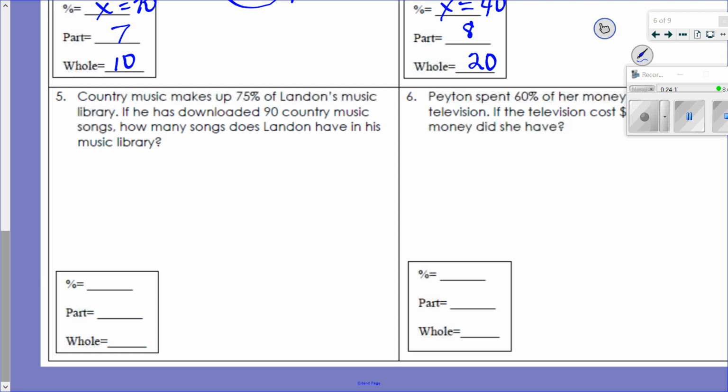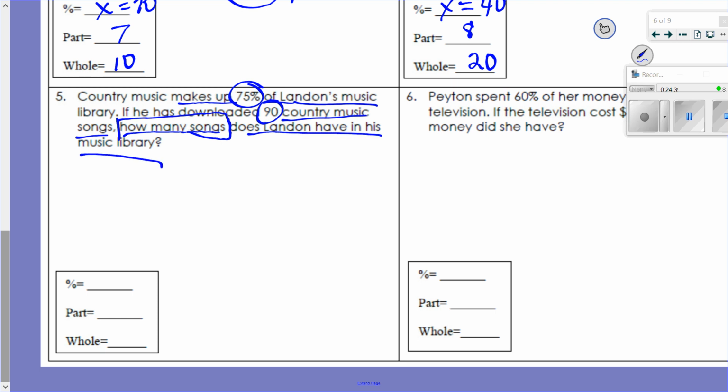All right, here we go. We've got a word problem. Country music makes up 75% of Landon's music library. If he has downloaded 90 country music songs, here's my question. How many songs does Landon have in his music library?